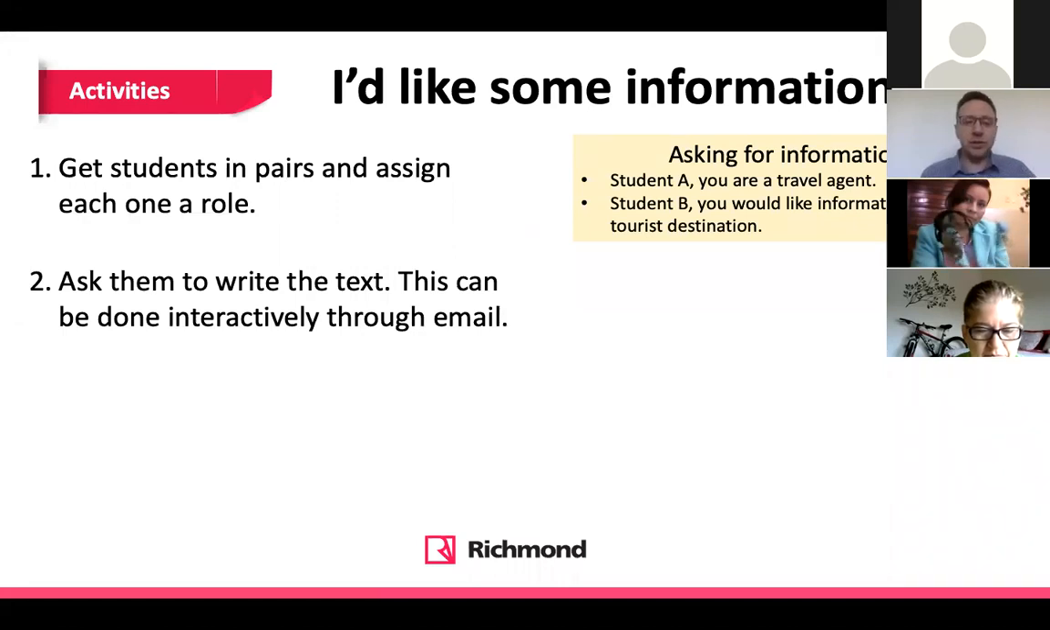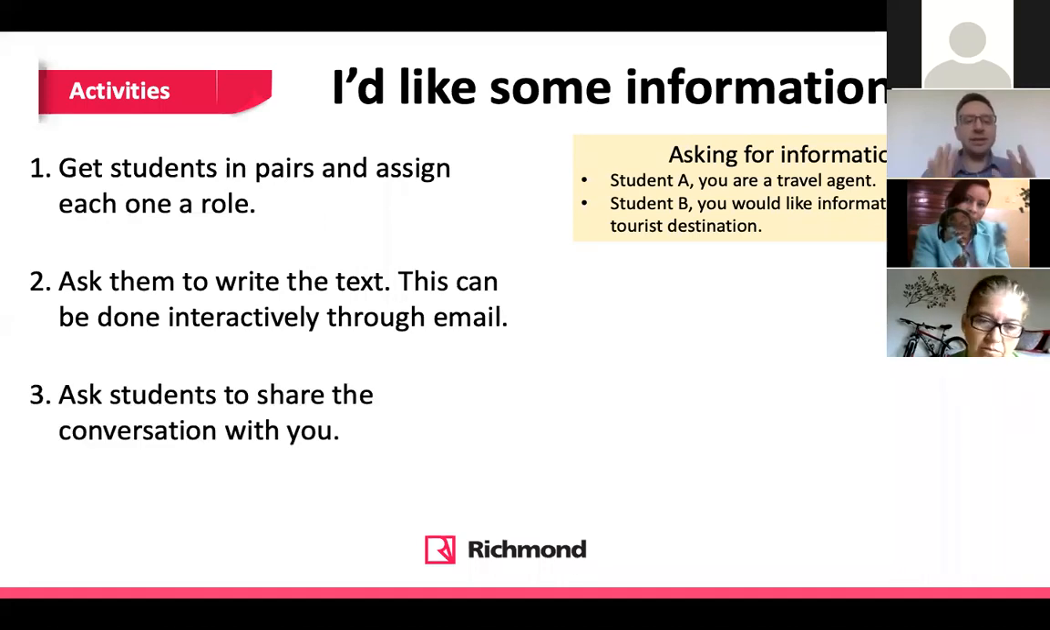What you would ask them to do is write a text, okay? This text would be a dialogue, and this can be done interactively through email or through Google Docs, okay? They will be working interactively at the level of writing. Once they have that, you will need to ask students to share the conversation with you. Now, remember, this is writing, so you can ask them to write the final version and share it with you through private message or as an assignment on your platform, etc.